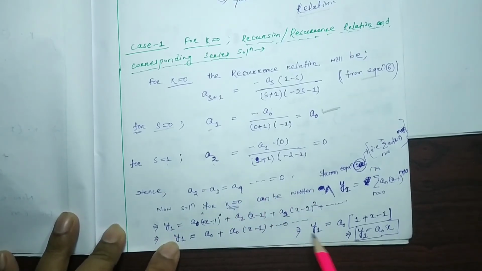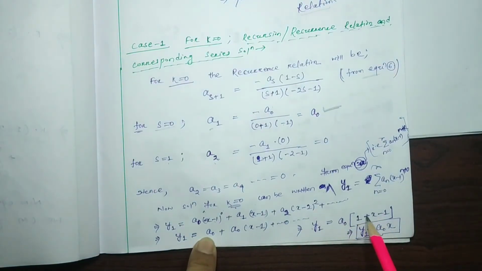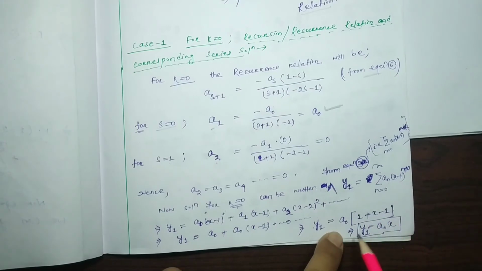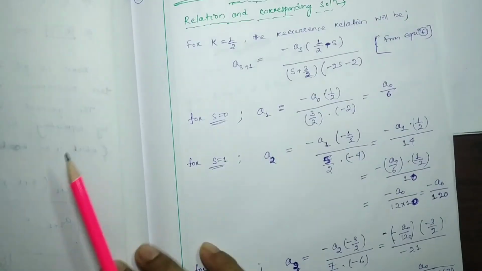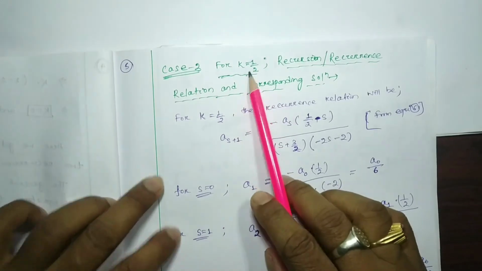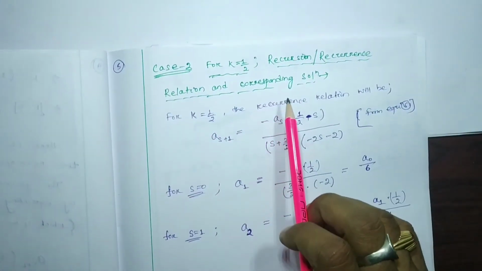Hence for y1, we can take a0 common: 1 plus (x-1), where the 1 cancels. We found y1 equal to a0 x for k equal to 0. Now we have to consider k equal to 1/2. For k equal to 1/2, how much will the recursion and recurrence relation be?